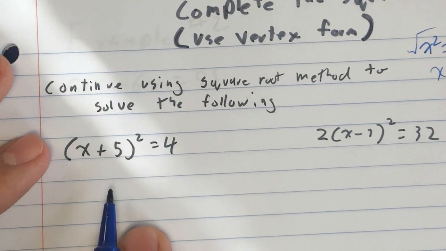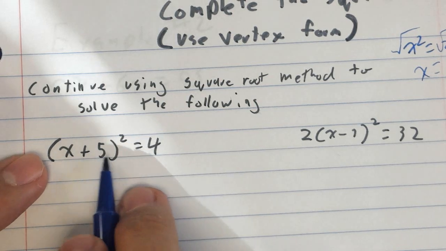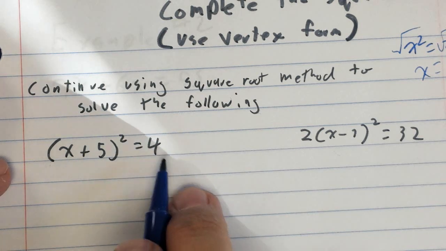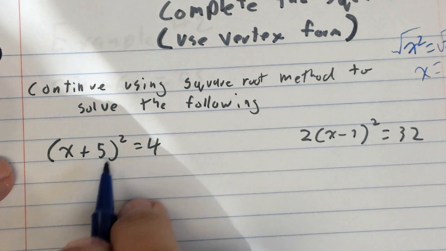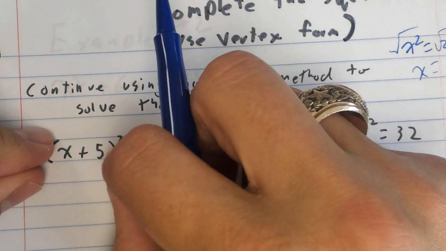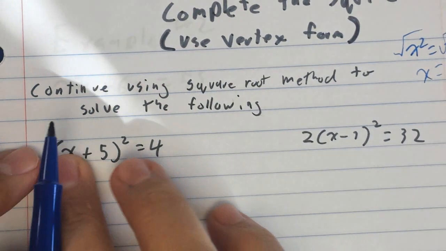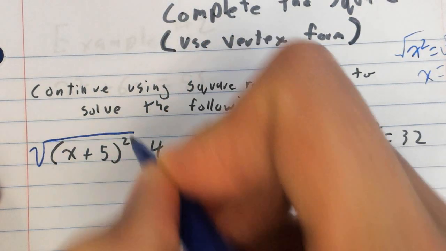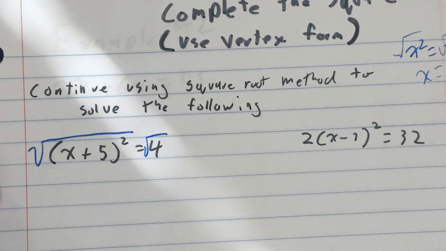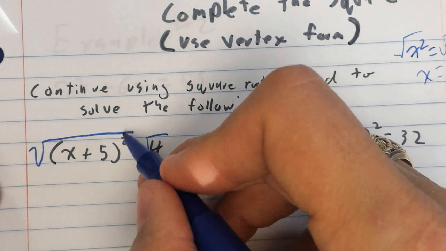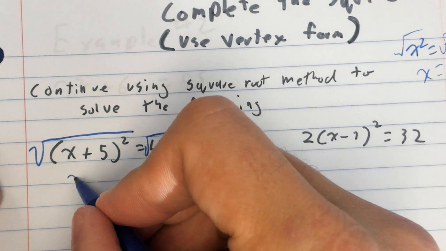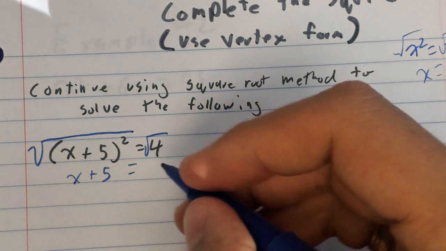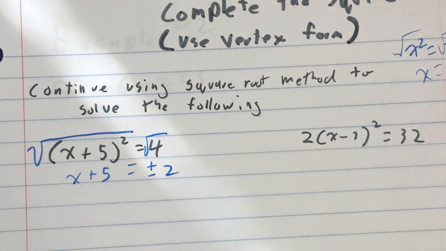What we have here in these situations, we're going to have to isolate what's in parentheses and then square root both sides. So to get this set of parentheses by itself, the x plus 5, we isolate it with the squared on top. We will then take the square root of this entire side and this entire side. This square root cancels that squared part off and gets us x plus 5. Then we have the square root of 4, which is plus or minus 2.